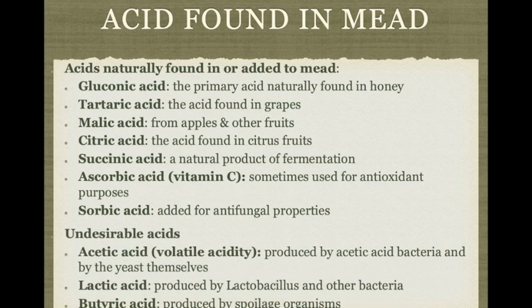There are also some acids that are undesirable, including acetic acid, which is the same acid in vinegar, and lactic acid, unless we're purposely making a sour mead. Lactic acid is something that we typically do not want. And then finally there's butyric acid produced by spoilage organisms. There's actually many other types of acids found in mead and in honey, but these are the primary ones.